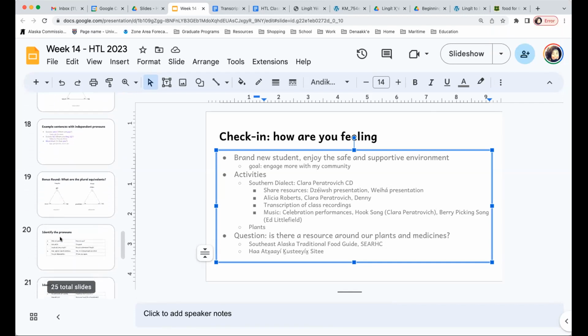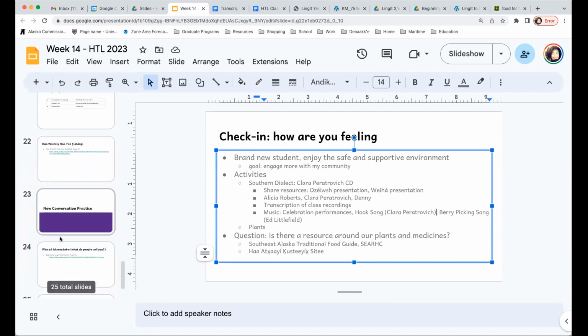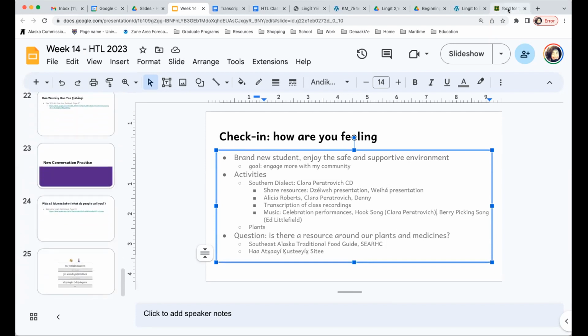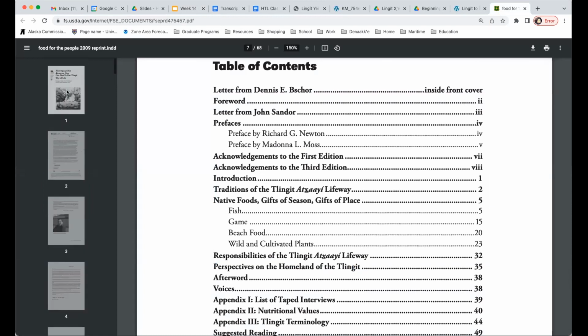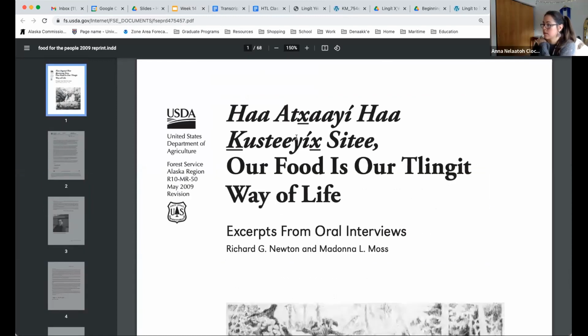Before we move on, would someone say the title of the book, Our Food is Our Tlingit Way of Life? Yeah, so this is the title. It's X'éig, and it means our food is our Tlingit way of life. And let's practice it. Let's start with this last word, siki. Everyone go ahead and repeat after me. Siki.